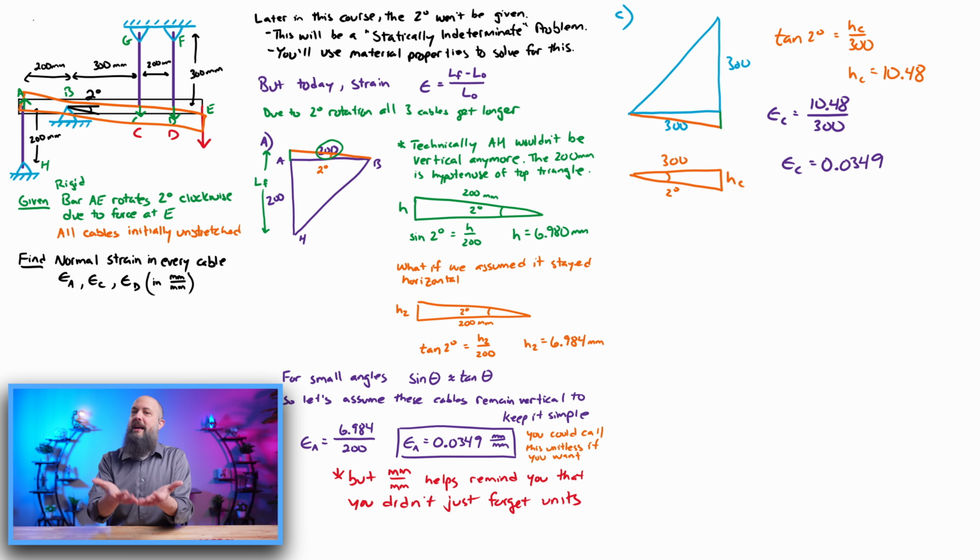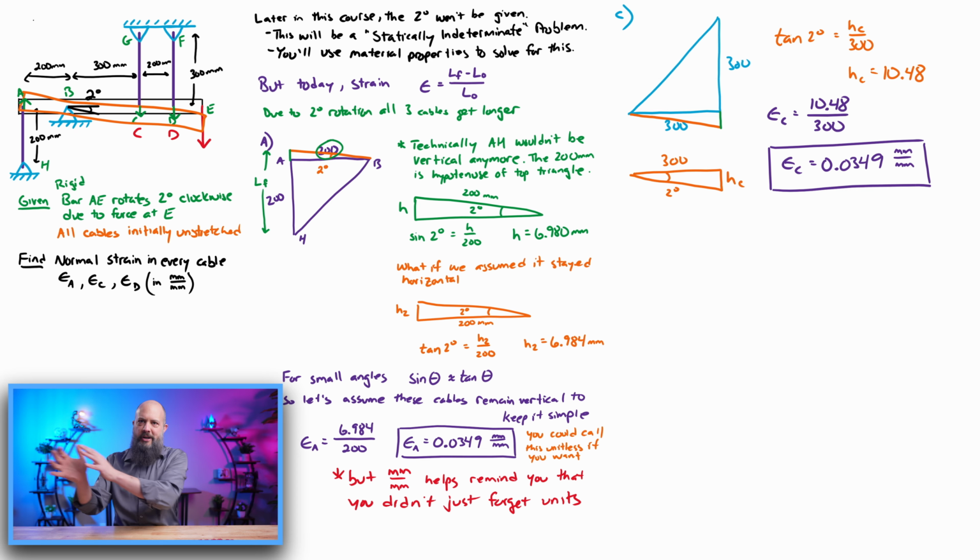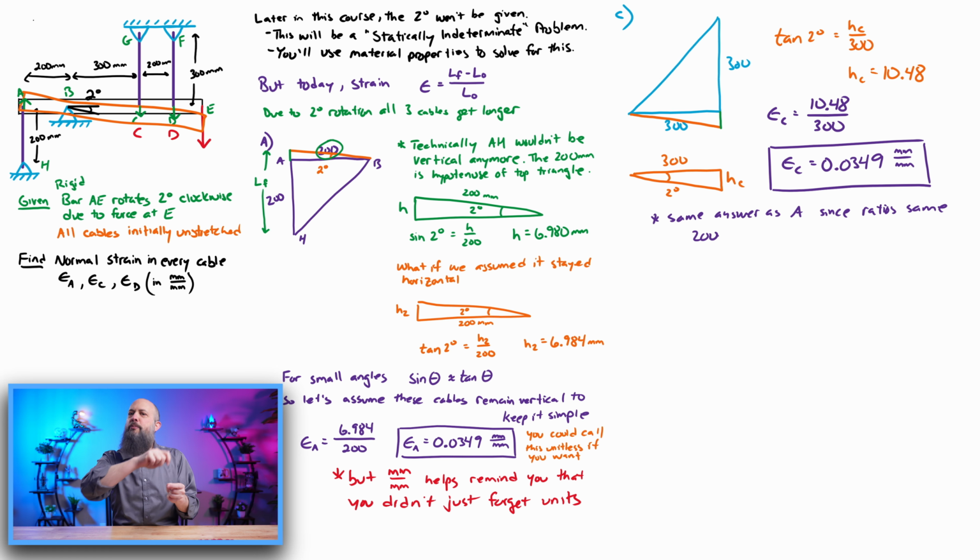And in this case, yes, because both of my triangles were perfect 45-degree angles, like 200, 200, and 300, 300. So the ratios of how much leverage arm the rigid bar had to the length of the cable, it was the same ratio. So that resulted in the same amount of strain.